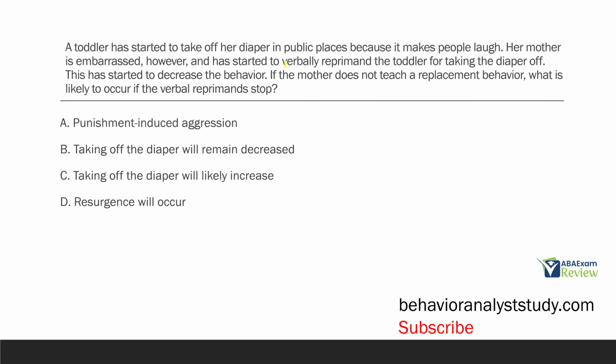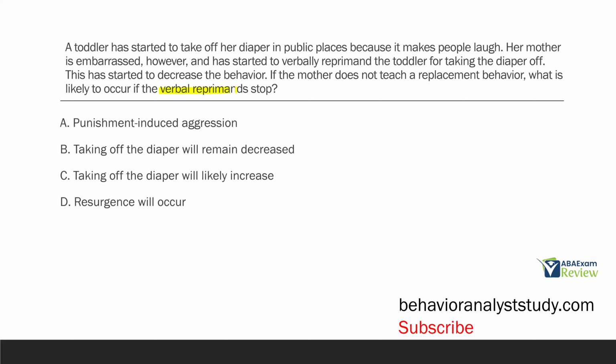The toddler has started to take off her diaper in public places because it makes people laugh. Her mother is embarrassed, however, and has started to verbally reprimand the toddler for taking the diaper off. This has started to decrease the behavior. If the mother does not teach a replacement behavior, what is likely to occur if the verbal reprimands stop? Let's think about this question. First, what are we focused on?